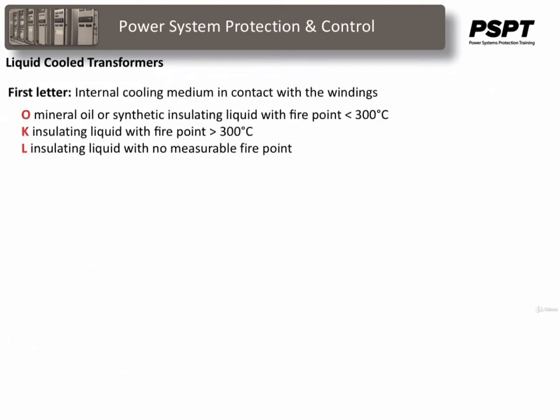The first letter describes the internal cooling medium in contact with the windings. So if it was an O, it would mean mineral oil or synthetic insulating liquid with a fire point of less than 300 degrees C. K, insulating liquid with a fire point of greater than 300 degrees C, and L would describe an insulating liquid with no measurable fire point.